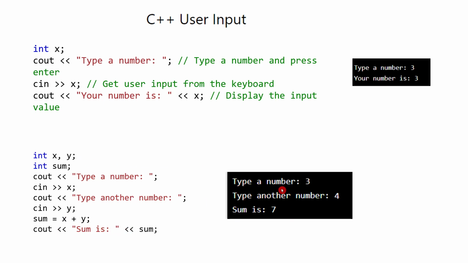So initially "Type a number" will come here, asking the user to input a value. If the user inputs 3, it will be taken as 3. Then again cout "Type another number". Suppose the user inputs 4, it is taken as the y value. Then sum is equal to x plus y. So the sum 3 plus 4, 7, will be displayed here.